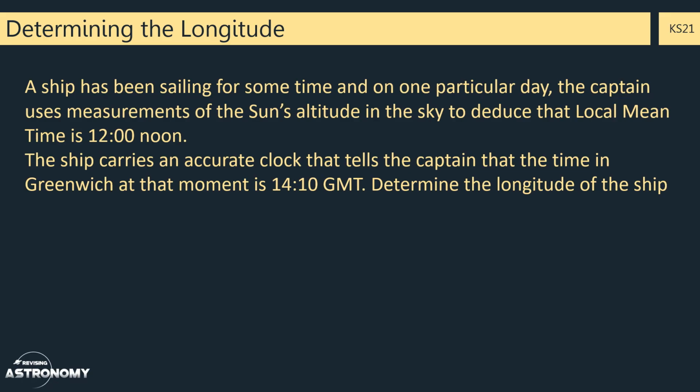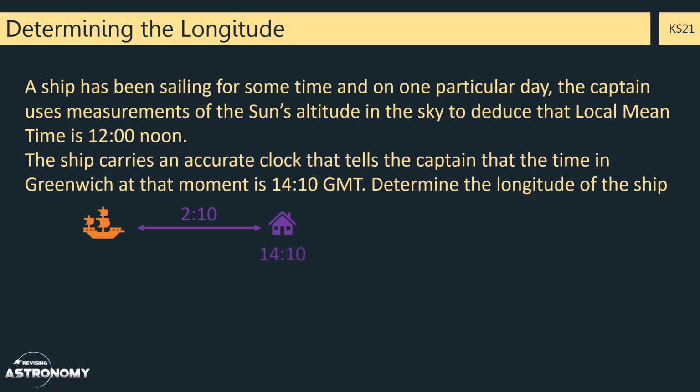Finally, this question. A ship has been sailing for some time, and on one particular day the captain uses measurements of the sun's altitude in the sky to deduce that the local mean time is 12 noon. The ship carries an accurate clock that tells the captain that the time in Greenwich at that moment is 10 minutes past 2, and you need to determine the longitude of the ship. Well, firstly, we want to work out the difference in time between the ship and Greenwich. And the difference between 12 and 2:10 in the afternoon is 2 hours and 10 minutes.